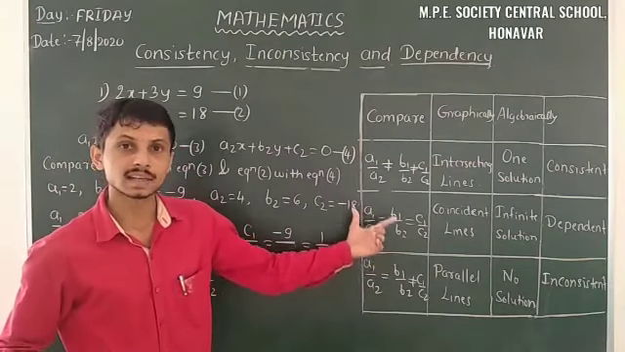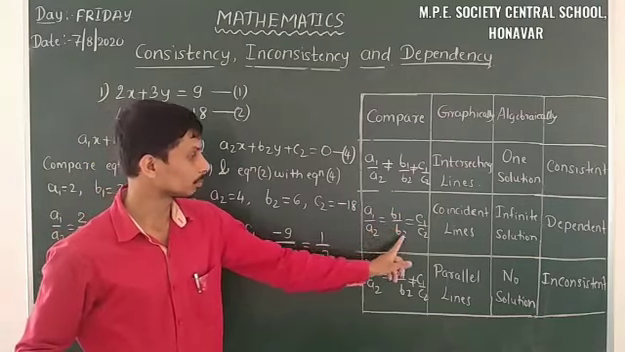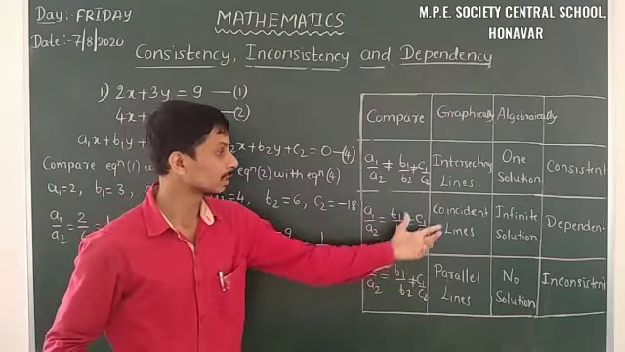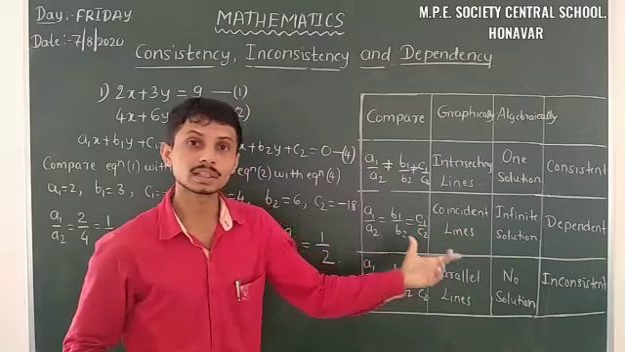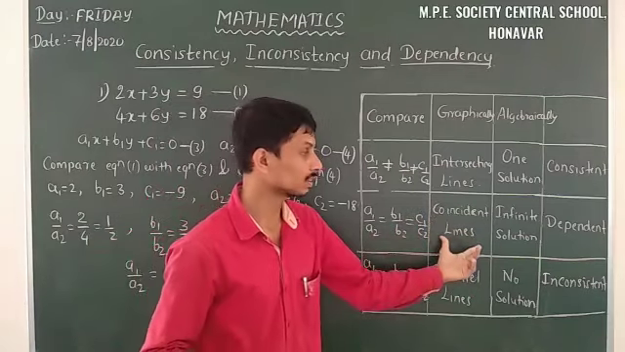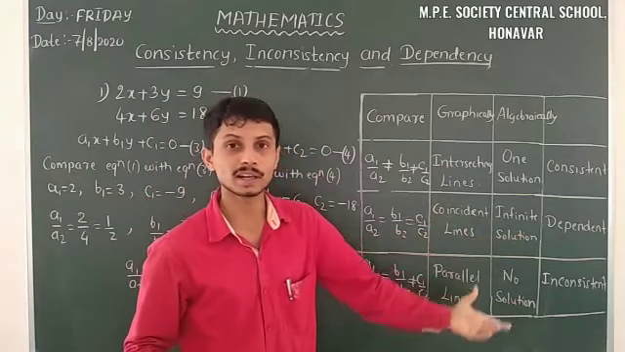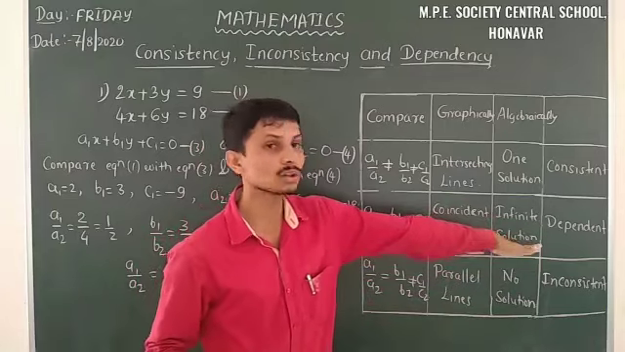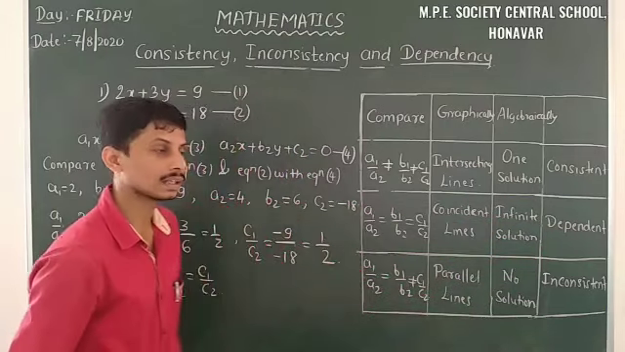The relation arises like this: a1 by a2 is equal to b1 by b2 is equal to c1 by c2. That means when we draw the graph, it must be a coincident line. It has infinite solutions, and those are the dependent pair of linear equations.